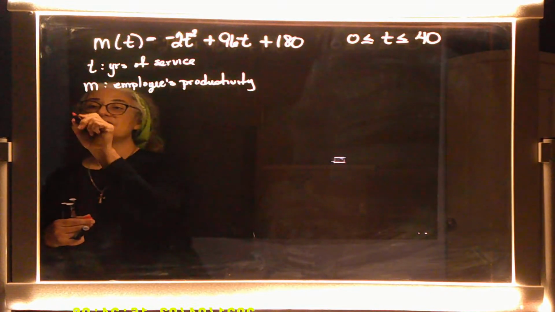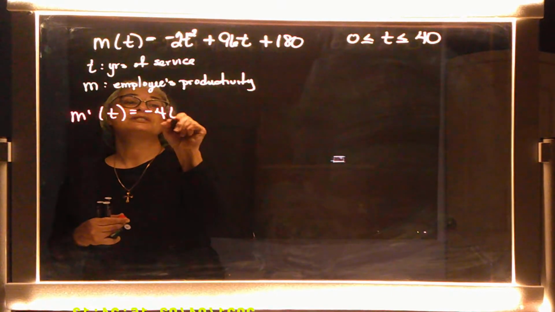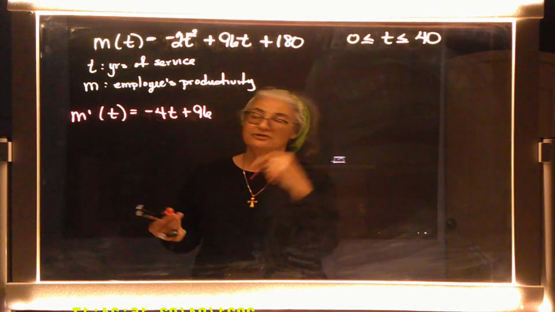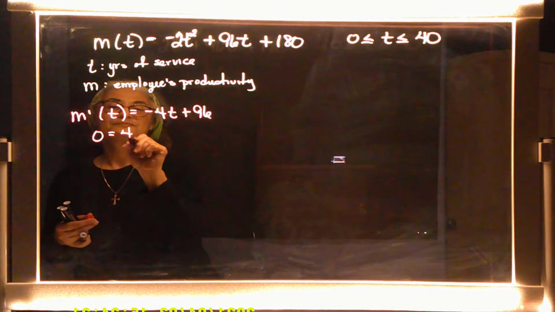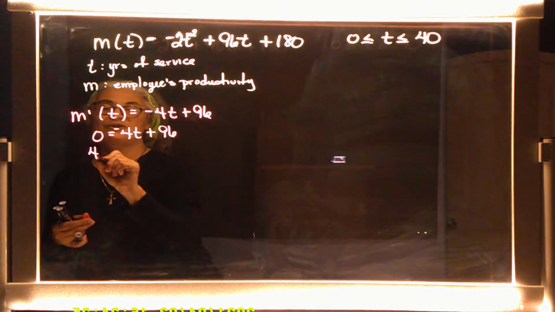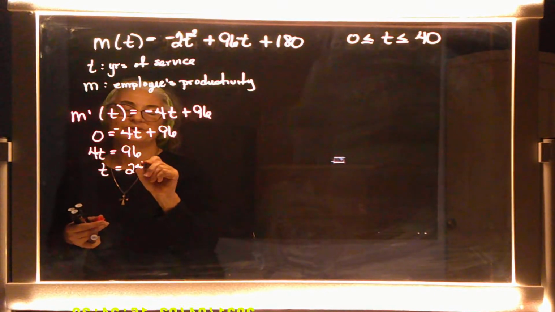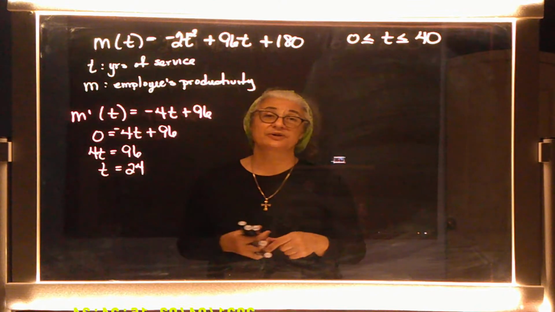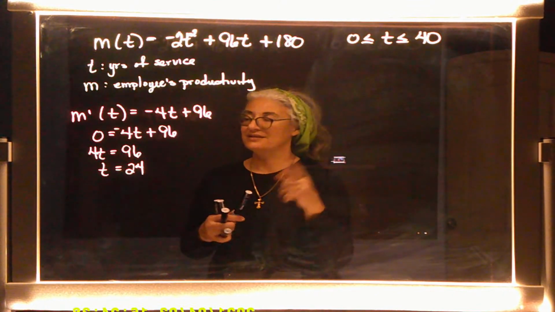Find the derivative. So the derivative is negative 4t plus 96. Critical value, how? Set it equal to 0. And when you solve this, you end up with t equaling 24. Excellent. So I have 24 years of service, right? Then do what?